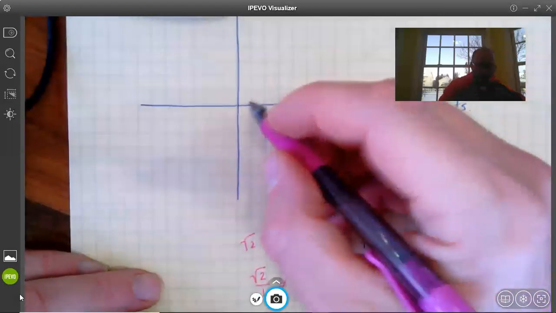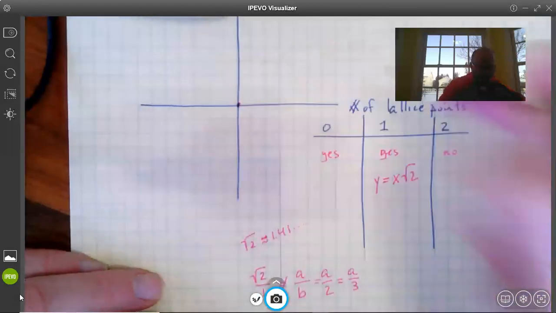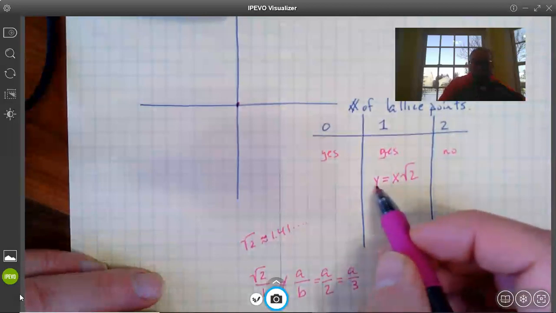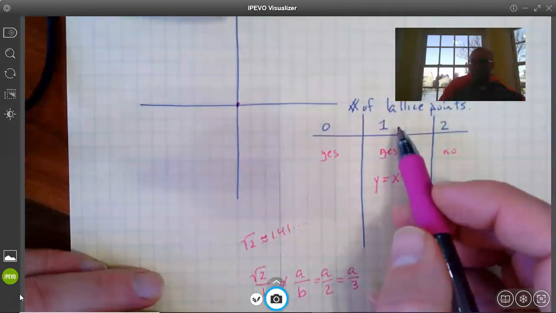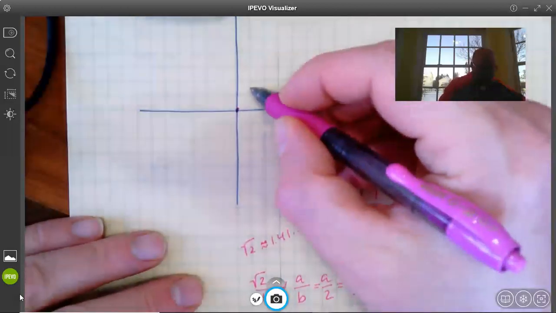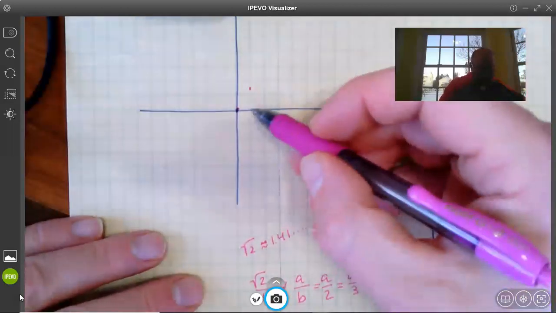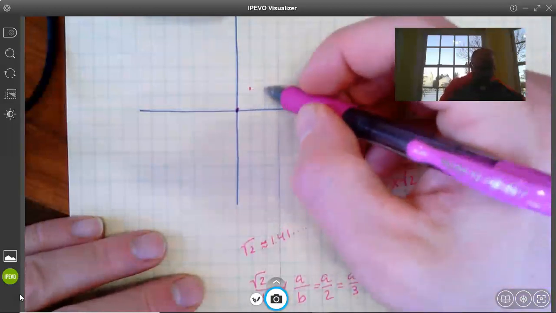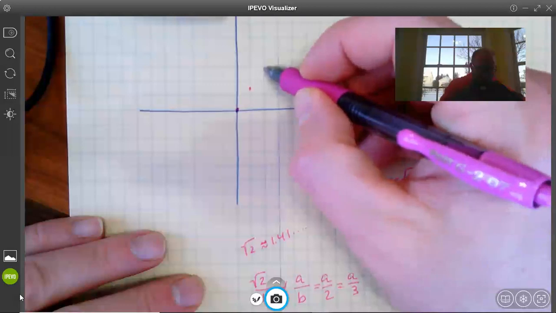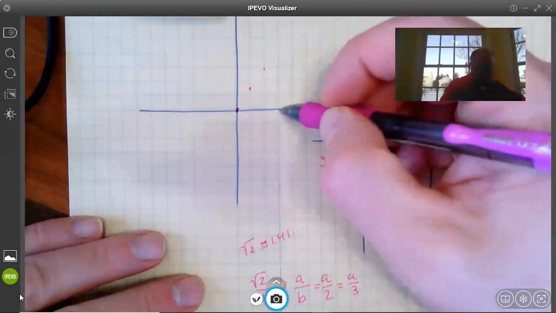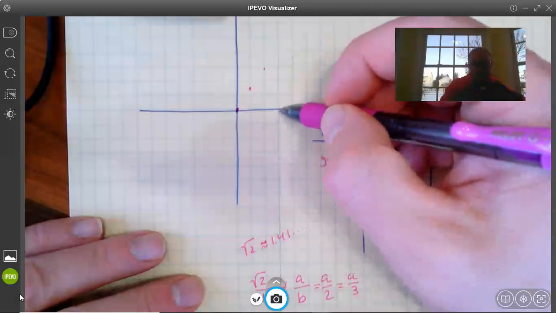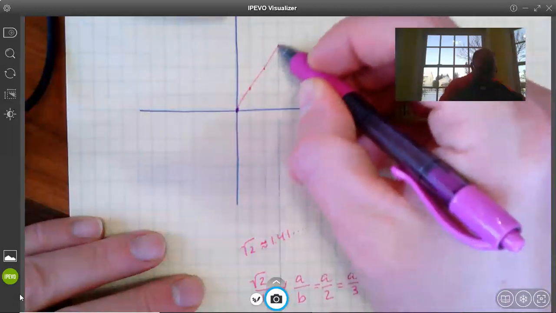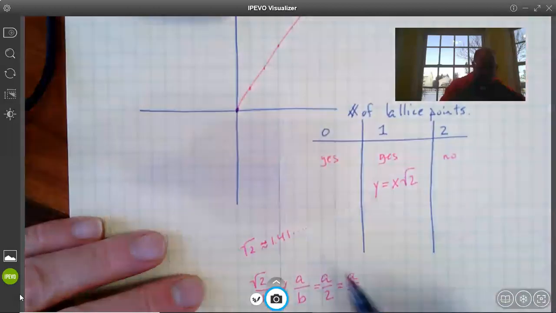So if I start plotting these points, well, (0, 0) is on the line because 0 times square root of 2 is 0. And that is, by the way, our one lattice point that we're going to hit. But beyond that, if x was 1, y is going to be around 1.4. If x was 2, it'd be 2.8. If it was 3, it'd be 3 point something. So our line goes up like this.